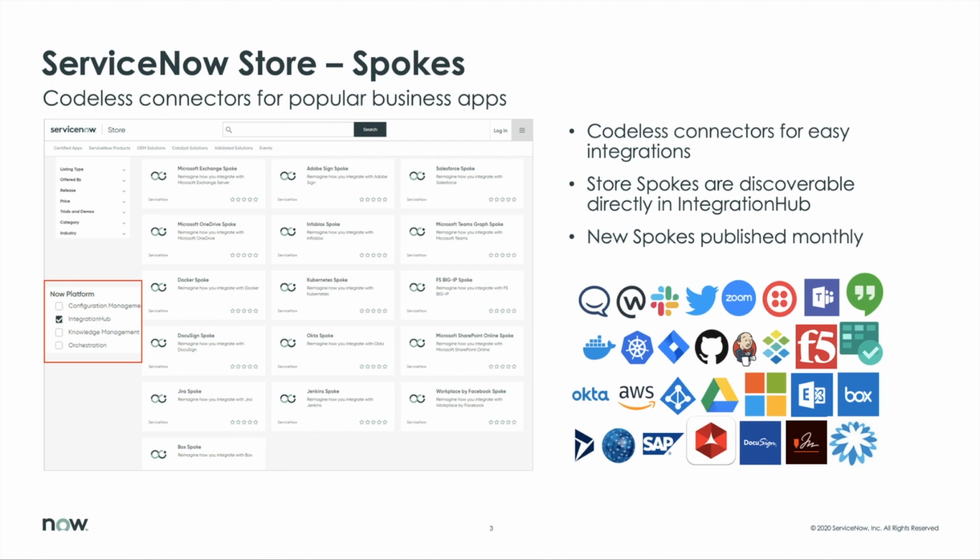The ServiceNow Integration Hub component contains multiple spokes that allow you to quickly integrate with popular business applications. Codeless connectors are available for making these integrations that can be quickly assembled into flows. Store spokes are discoverable directly in Integration Hub, and new spokes are published monthly, which means you can receive new connectors out of band without requiring a platform upgrade.